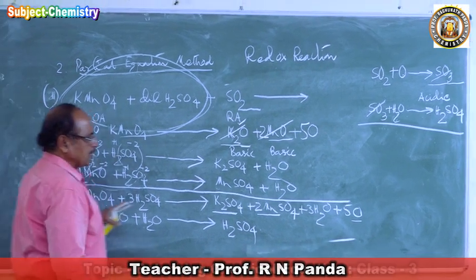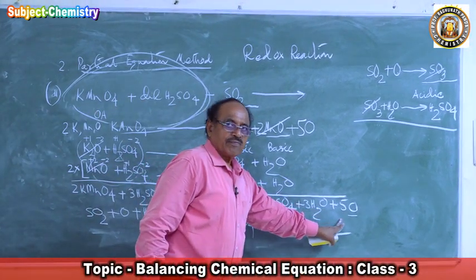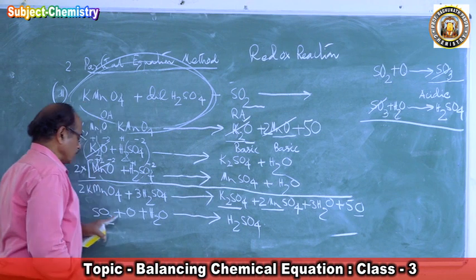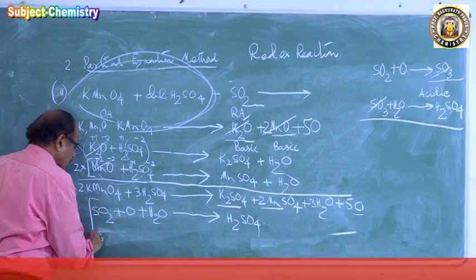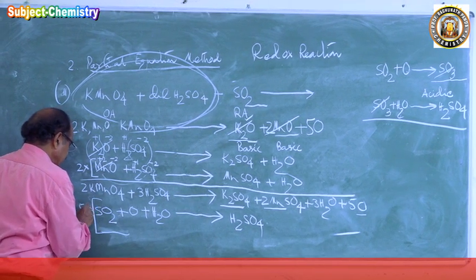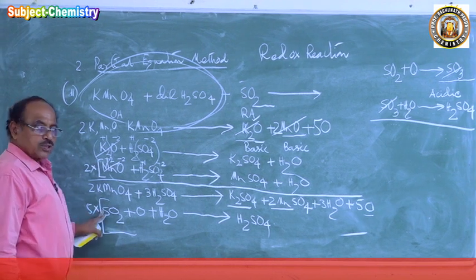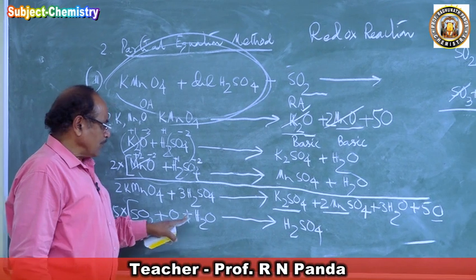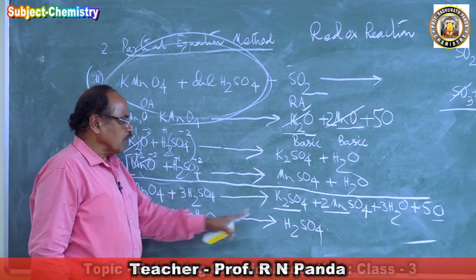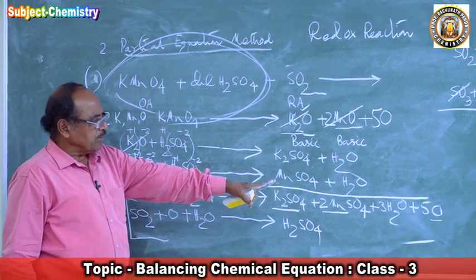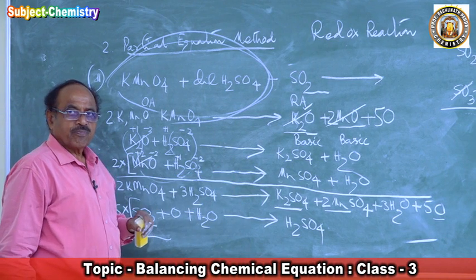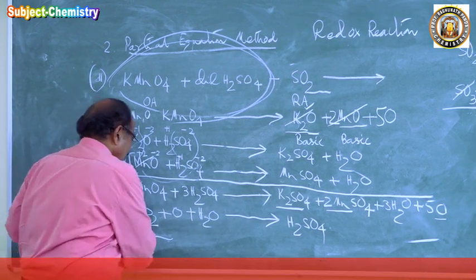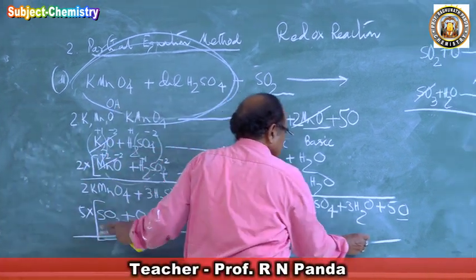How many O are here? 5. We have 5 O. So we have to multiply the whole equation by what? 5. 1 SO2 reacts with 1 O and 1 water to form sulfuric acid. How many O do we have? We have 5 O. So now we'll add this.